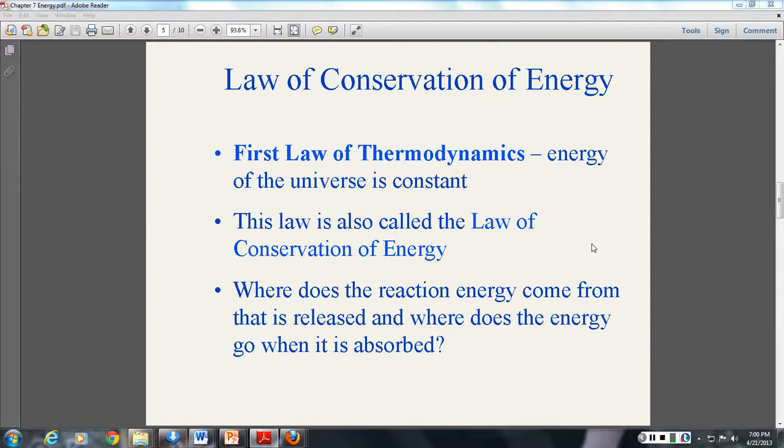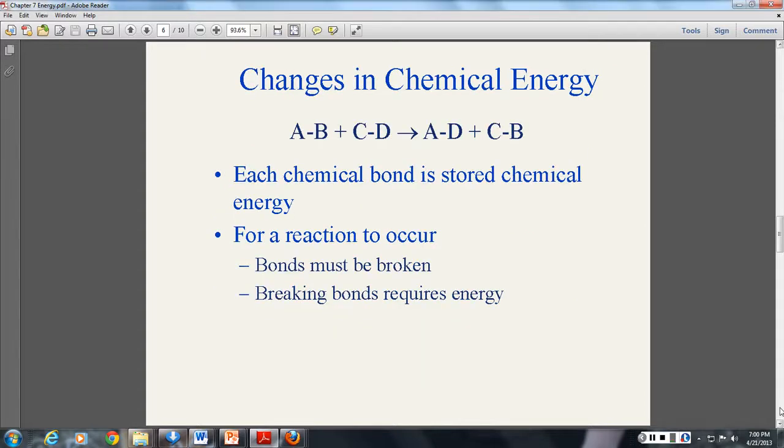So what does this mean? Basically what we have to understand is if energy in the universe is constant, all it means is it's changing places, moving back and forth. And so where does the energy come from that is released, and where does energy go when it's absorbed? Let's see what we can do to help clarify some of this, all right? Here we have two reactants, AB and CD, and bonds are going to be broken and new bonds are going to be made. So A is joined now to D and C is joined now to B. When bonds are broken, energy is required.